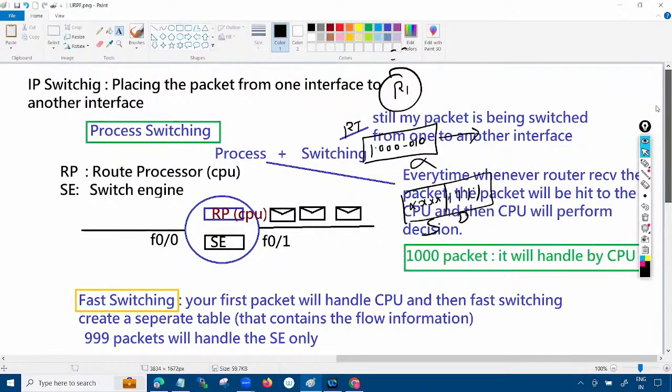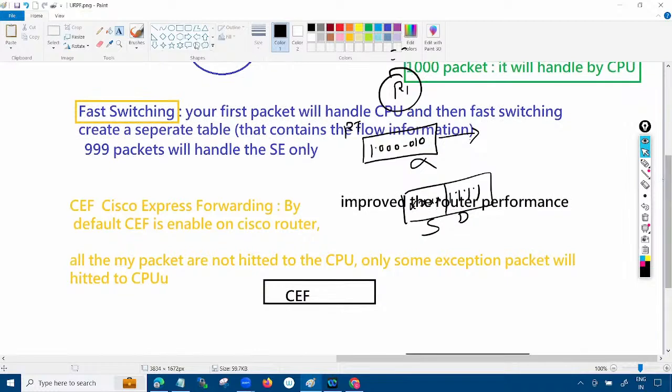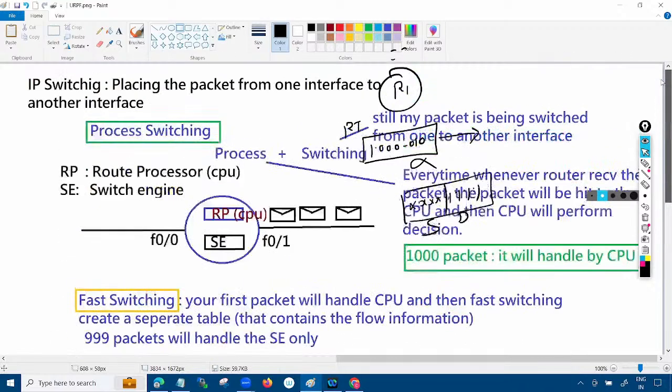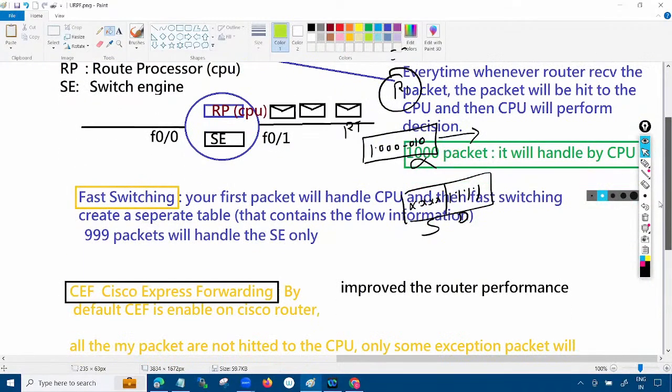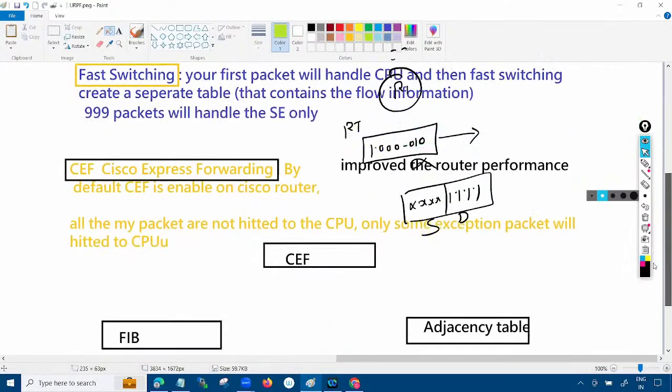Initially it was process switching, then fast switching, and then finally CEF. These are all called the IP switching mechanism. Why do I call this the IP switching? Because in every case, whether process switching, fast switching, or CEF switching, in all the cases we are only doing IP switching. We are placing the packet from one interface to another interface.